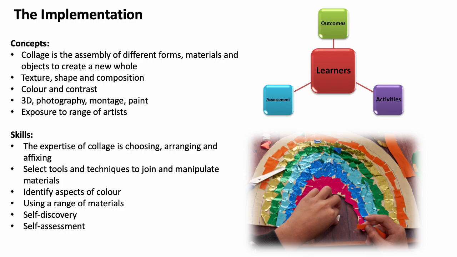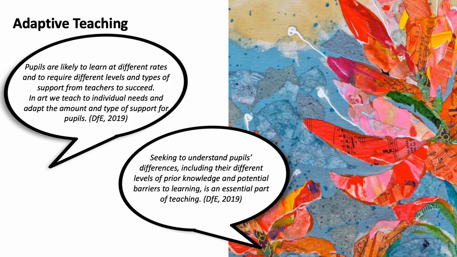The core content framework stresses the importance of inclusive teaching in all subjects, but highlights that art and design lends itself more easily to adaptive lessons. In art, we teach to individual needs and adapt the amount and type of support for pupils. In this unit, I have planned alterations and considerations for children that need extra support, as well as for children who need extensions.